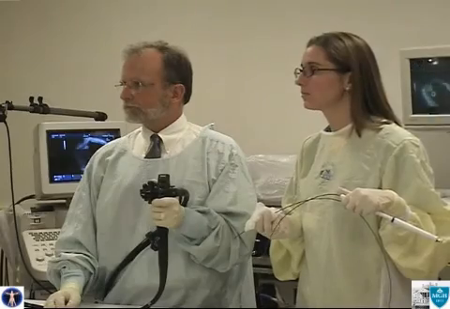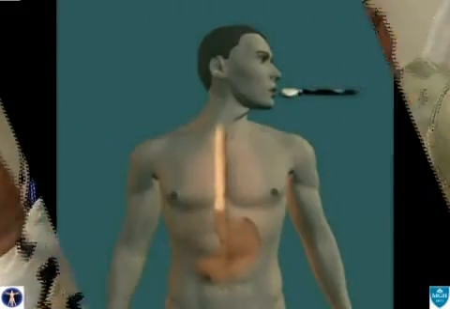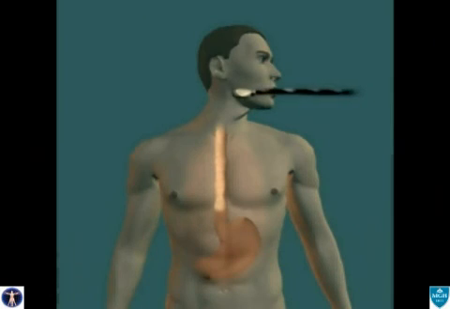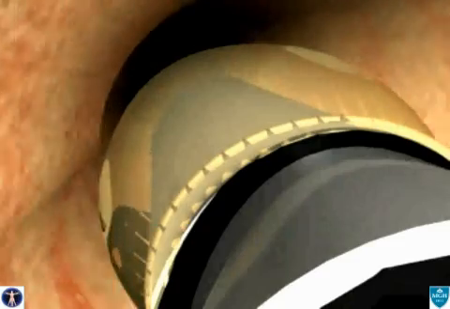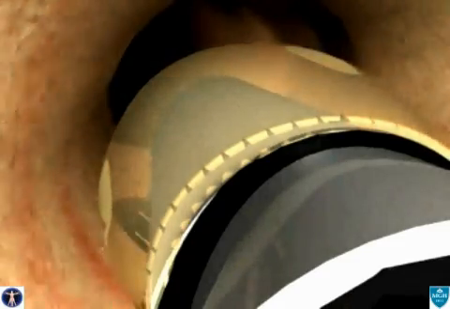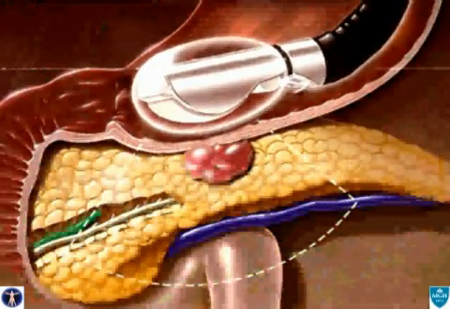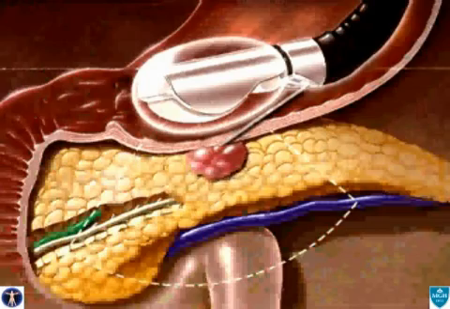A nurse will help us guide the echoendoscope through the mouth, into the esophagus, and into the stomach. This is performed under endoscopic guidance. Once the scope is in the stomach, ultrasound guidance will take over and will help us locate the cystic lesion in the body of the pancreas. Fine needle aspiration will be performed and the cyst fluid contents will be aspirated.